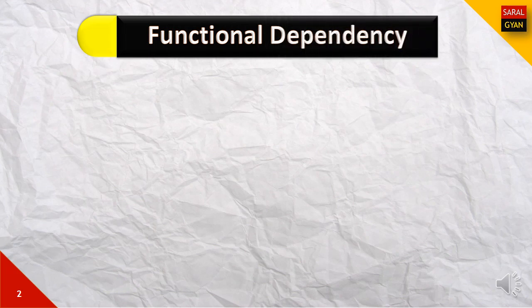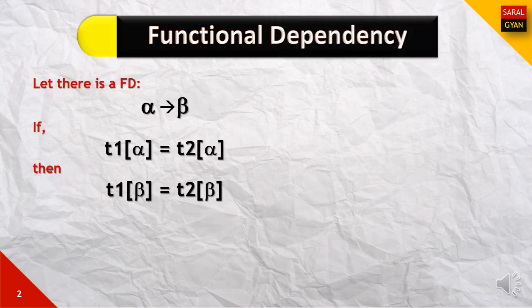Now we'll try to understand the meaning of a functional dependency. First of all, we'll see the definition which is mentioned in our textbooks. A functional dependency alpha to beta is said to hold if T1 of alpha equals T2 of alpha, then T1 of beta must equal T2 of beta. So what exactly does it mean? T1 and T2 are any two arbitrary tuples, and alpha and beta are attributes.